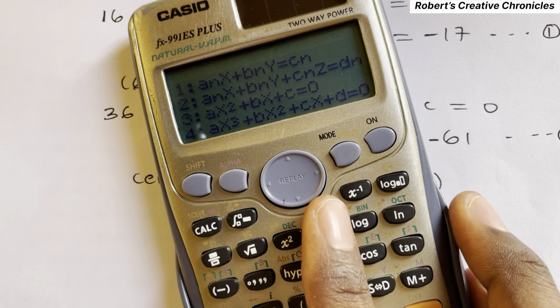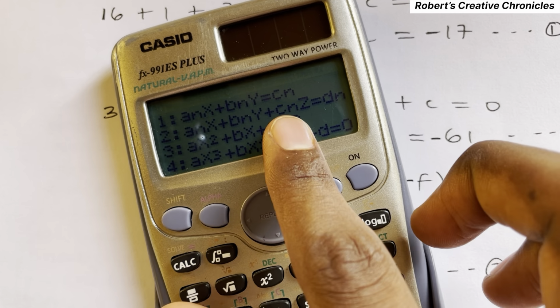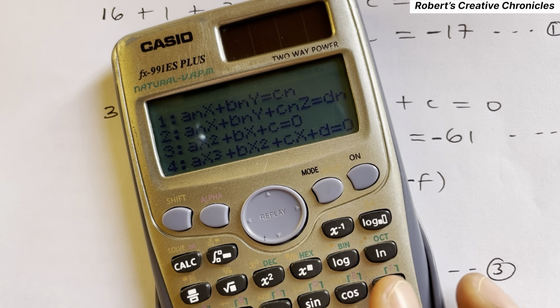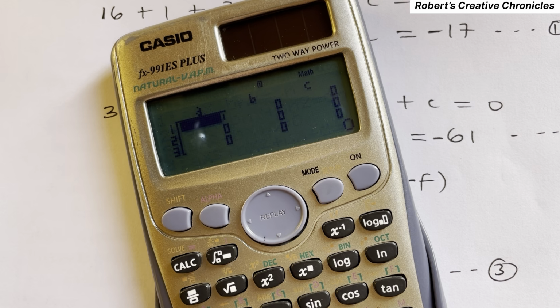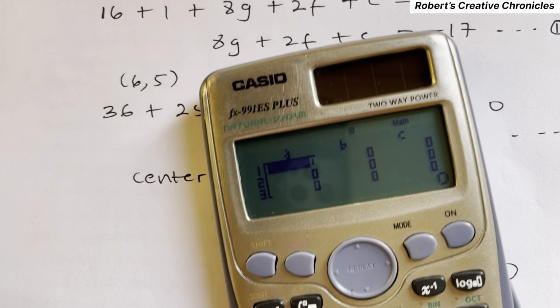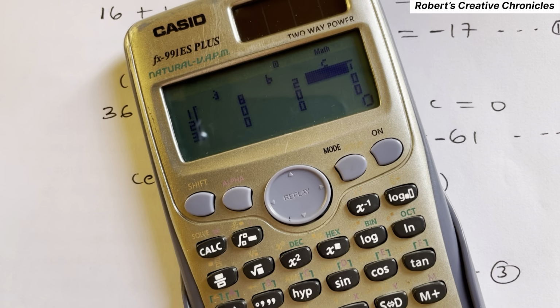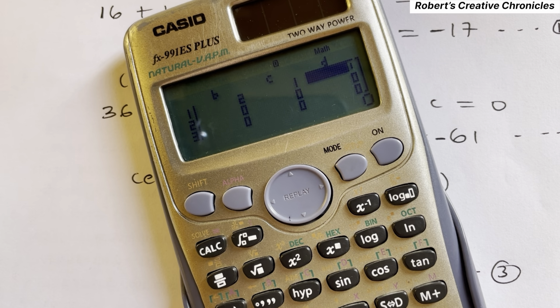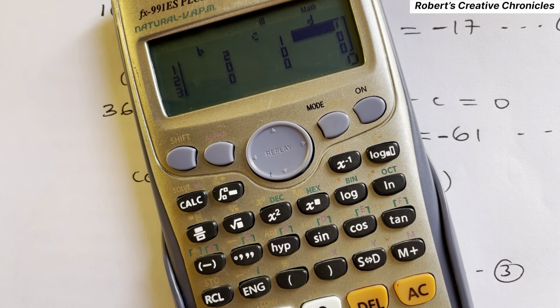This equation has 3 variables, so we'll select option 2, and it must be of this form: the first, second, and third variable then equals the constant. So now the first equation is what? h, 2, and 1. Then equals the constant, which is what? Negative 17.